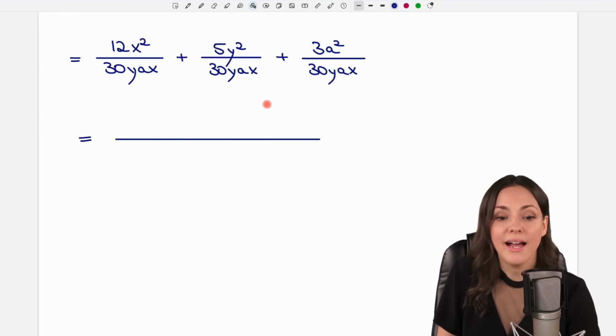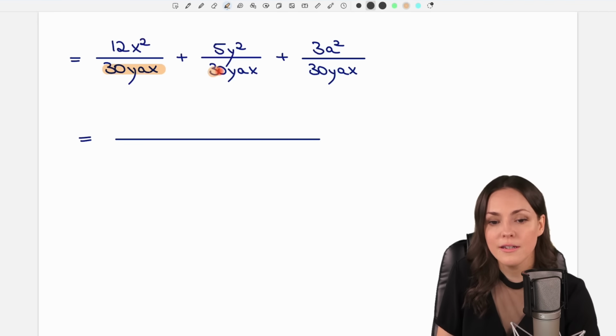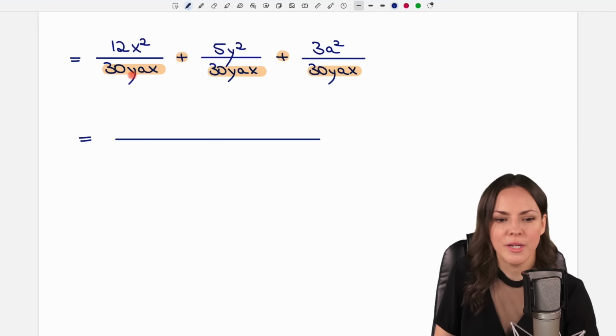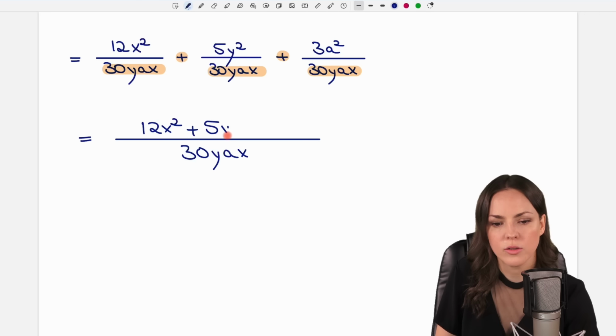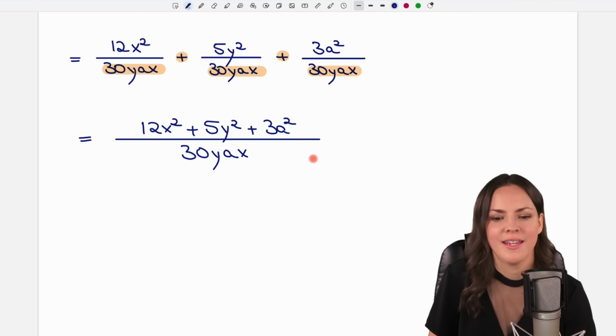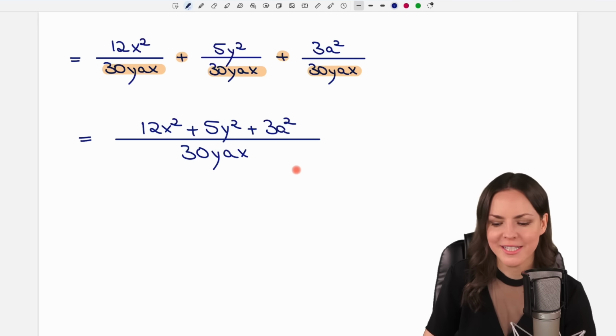Now, we have the same denominator everywhere. We are allowed to add these fractions now. We keep the denominator, and then we add the numerators. So we have 12x squared plus 5y squared plus 3a squared, and that's it. Okay, we solved our first example.